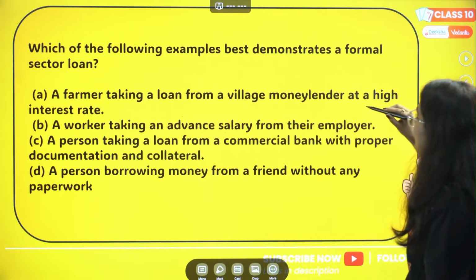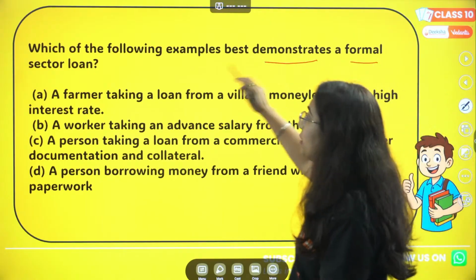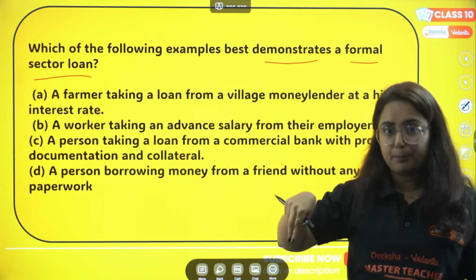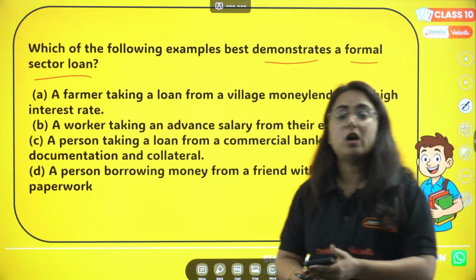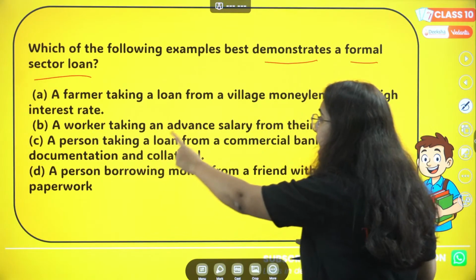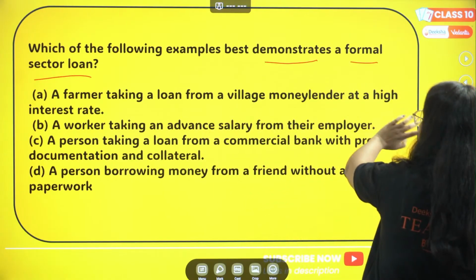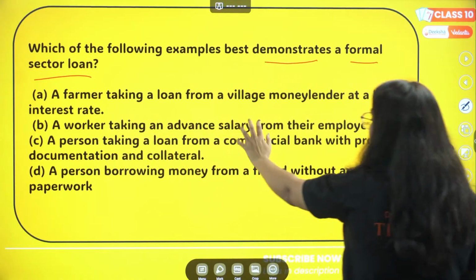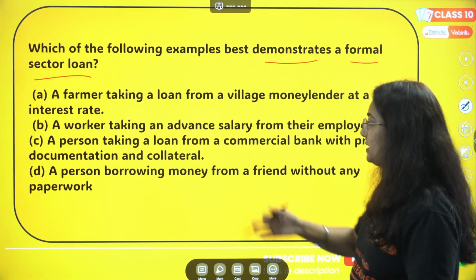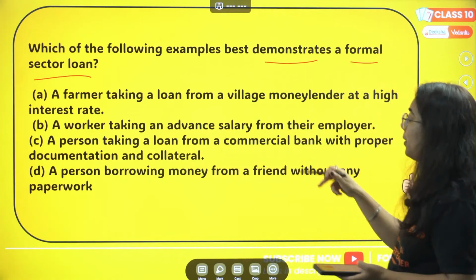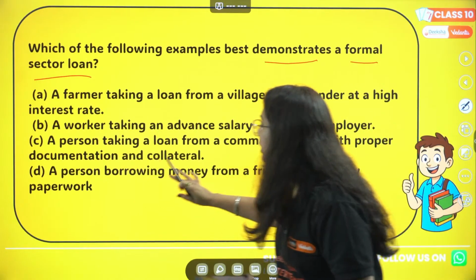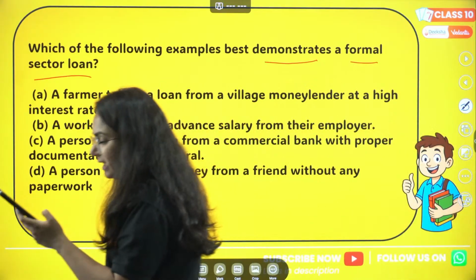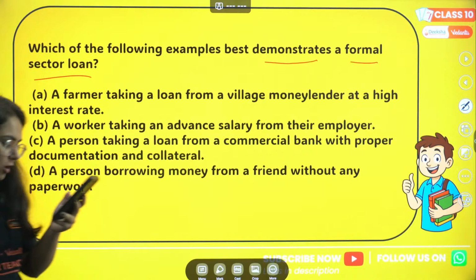Which of the following examples best demonstrates a formal sector loan? Okay, now something is different from the questions we were doing right up till now. The topic has changed. We are here talking about formal sector loans. Option A, a farmer taking a loan from a village money lender at a high interest rate. Option B, a worker taking an advanced salary from the employer. Option C, a person taking a loan from a commercial bank with proper documentation and collateral. Or option D, a person borrowing money from a friend without any paperwork. Easy peasy, you got the answer as C.